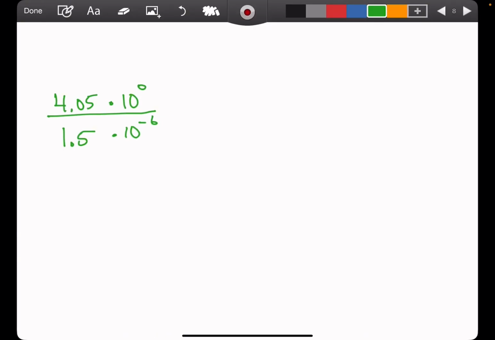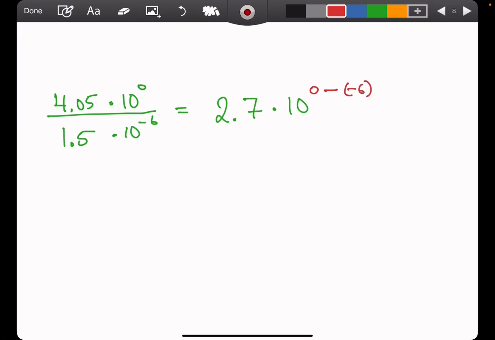The next one, same principle. 4.05 divided by 1.5 is 2.7. 2.7 times, and be careful now. When you're setting up this one, you're going to say 0. Remember, from top down, it's 0 minus negative 6.